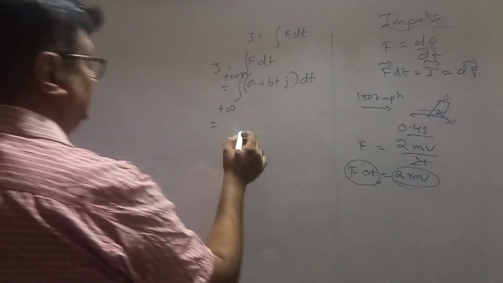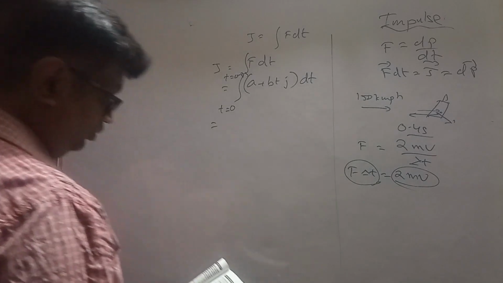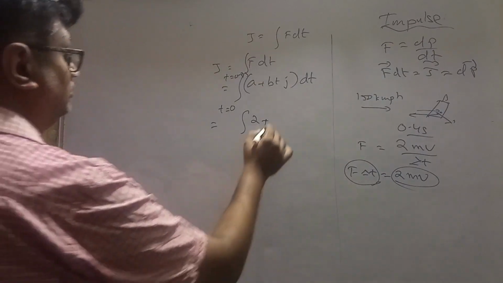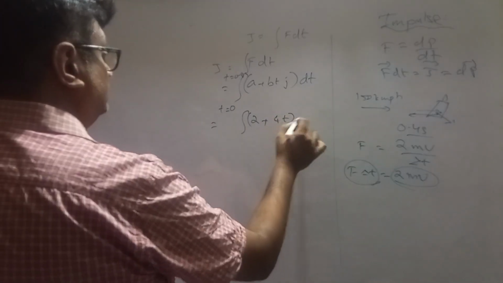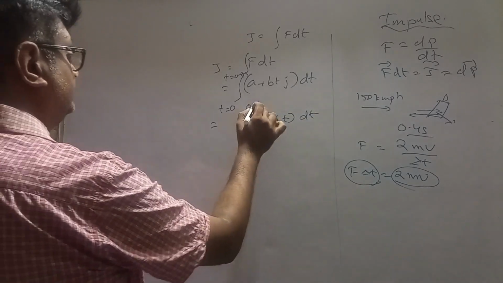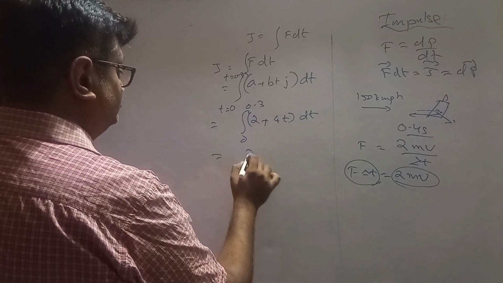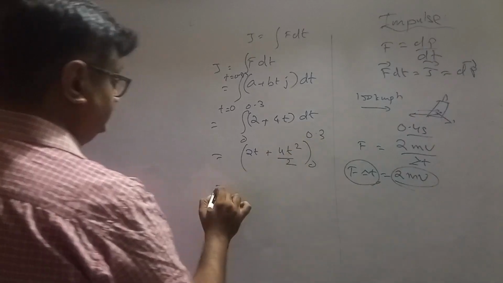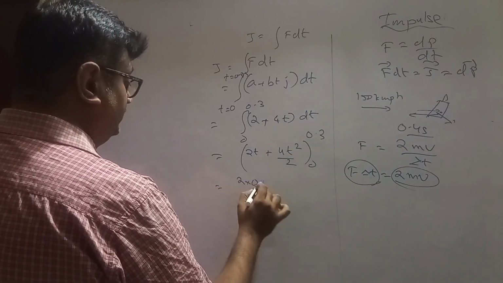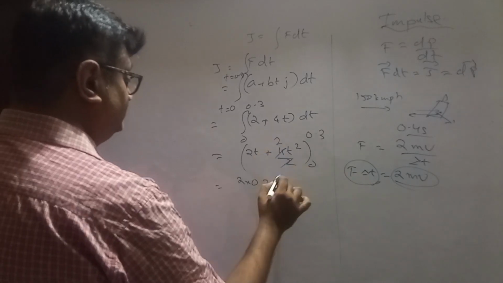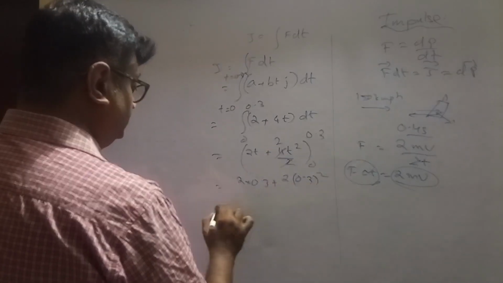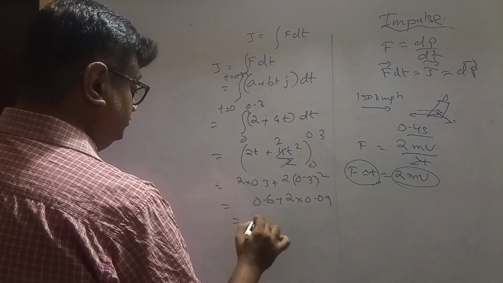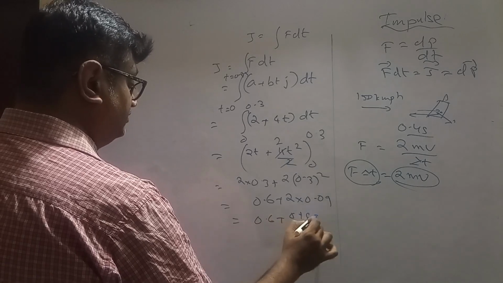So let us integrate this. The value of a is given as 2, so this can be simplified as the integral of (2 + 4t) dt from 0 to 0.3. This becomes 2t plus 4t square by 2, from 0 to 0.3. If you simplify, this becomes 2 into 0.3, and 2t square, so 0.3 square. So it is 0.6 plus 0.18, which is 0.24.